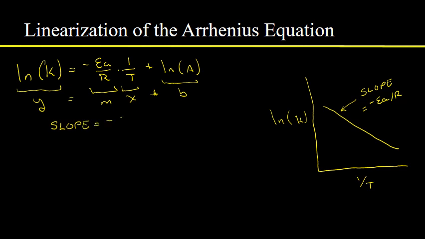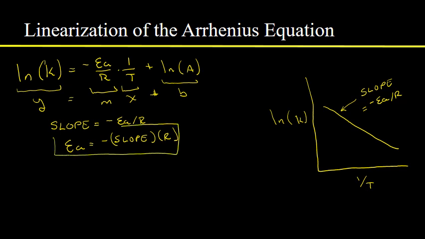So if the slope is negative EA over R, then EA is negative slope times R. So if we're solving for the activation energy, we can just create this plot, and the activation energy is the negative slope times R. Notice when you create this graph, the slope here is always going to be negative, but activation energy by definition is going to be positive.